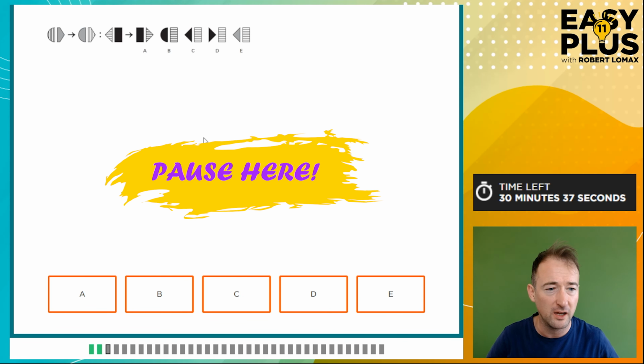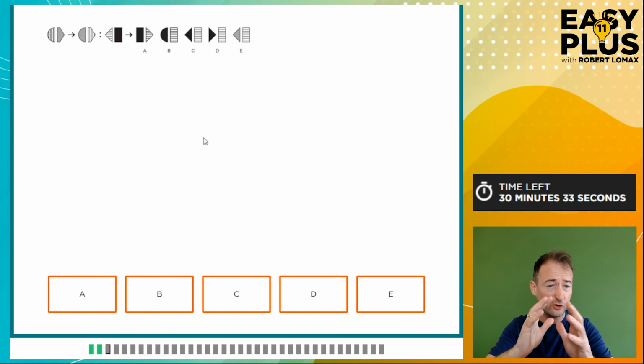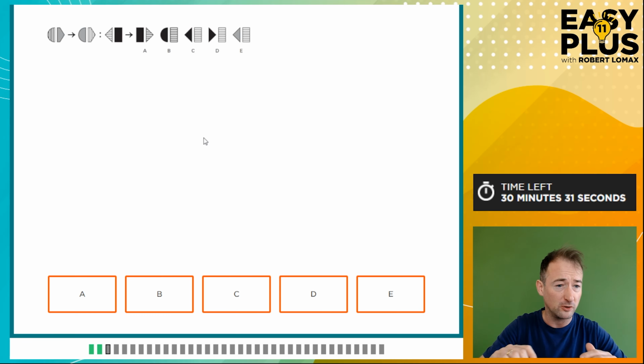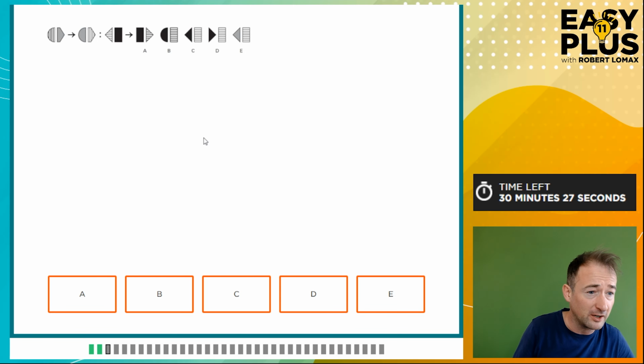Okay, so here we can see that the actual overall shape stays the same, but the colour or shading swaps between the two things. So we're looking for something that has the triangle on the left pointing left and the rectangle, so that's limiting us to C or E, but the colours swapping round. So stripy on the right, black on the left, that's going to be C, isn't it? That's the only real possibility there.